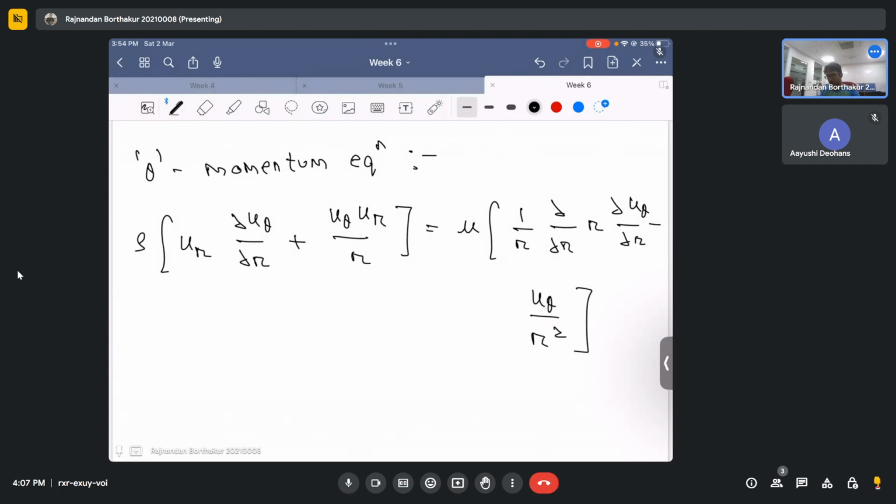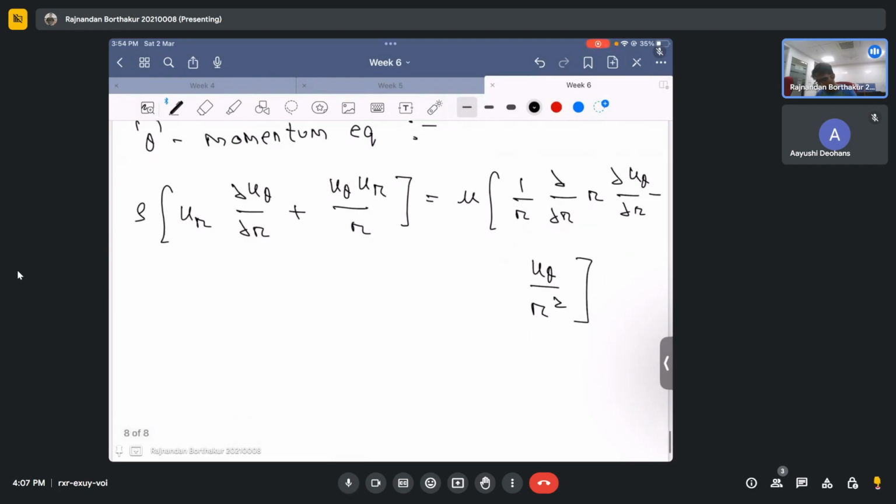So quickly, can you tell me what would come out? What is del p by del theta? This is 0, because this is axisymmetric. Can you now tell me what would come out from this term by imposing the scales? So it would be rho. Can you tell me what we'll get?